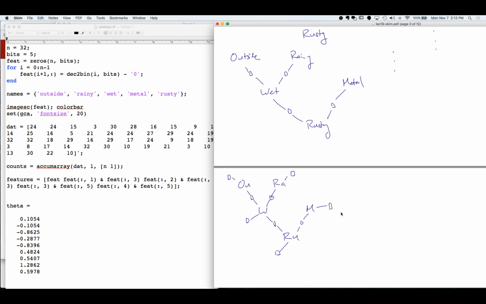And now once I have this parameter vector, I can use it to make predictions. For example, I can have a new robot and observe, let's say that it's outside and it's made of metal, and I don't observe anything else. And then I could ask, what's the probability that it's going to be wet, given what I know? Or what's the probability that it's going to be rusty, given what I know? And I can use this parameter vector, theta, to try and answer questions like that.